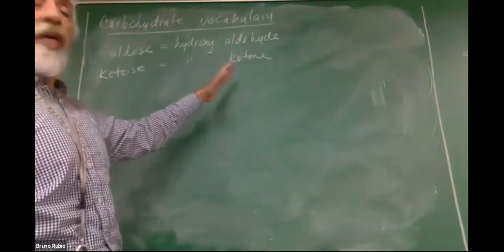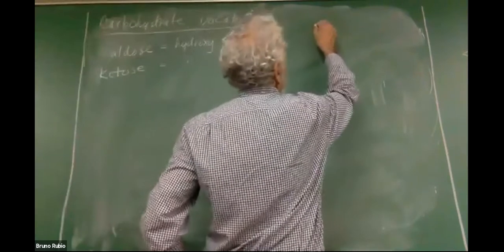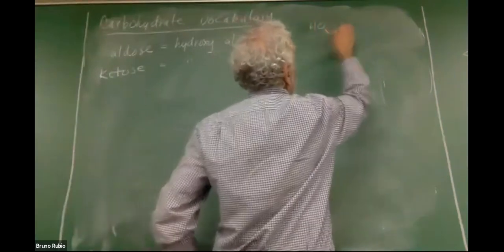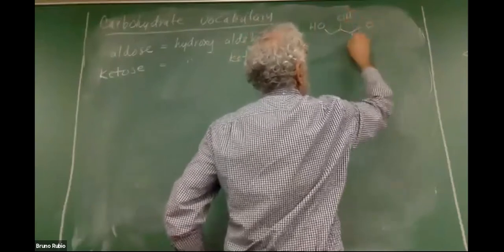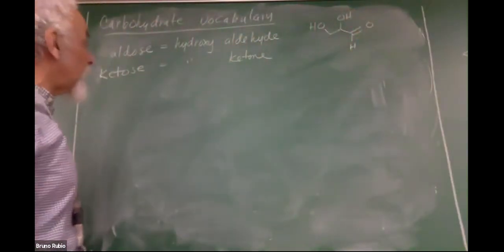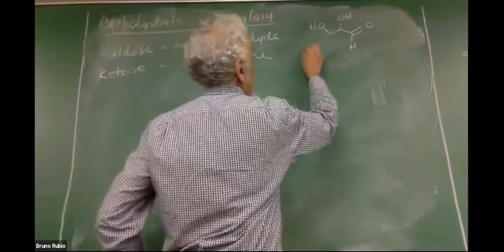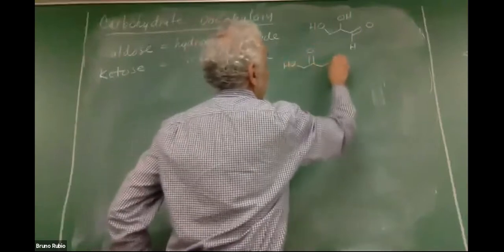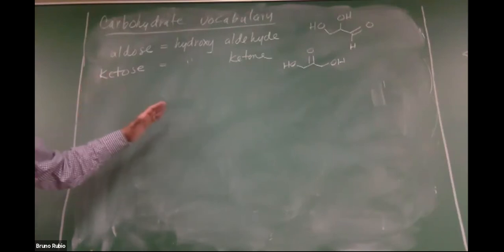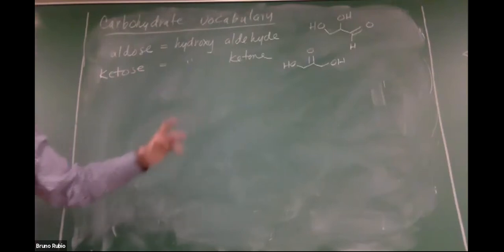Okay, so concrete examples of a polyhydroxy aldehyde or an aldose would be that. That's the carbohydrate called glyceraldehyde. That's a polyhydroxy aldehyde. That's an aldose. And a simple example of a ketose would be this dihydroxyacetone. That would be a ketose. It's a polyhydroxy ketone. Then we can also specify the number of carbons in the carbohydrate.